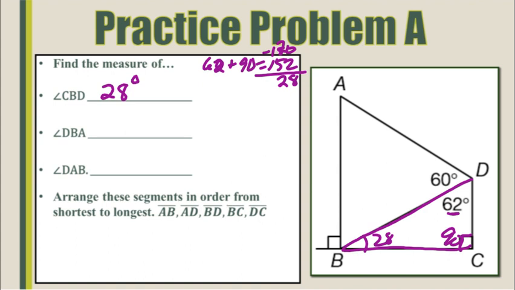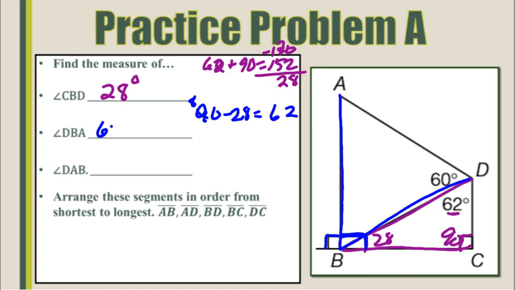DBA, if this is 90, that means these two have to equal 90. So if I know part of it is 28, I can take 90 minus 28. 8 minus 2 is 6. So we would say this would be 62 degrees.